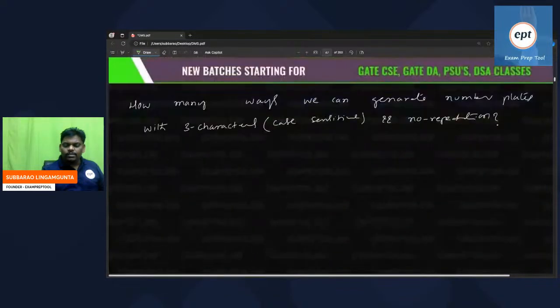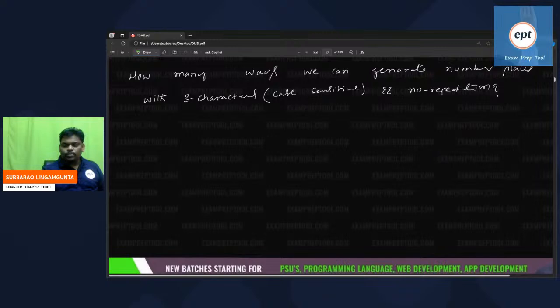Fine. Now let's move to the next problem. Can you try in the similar way? What is the answer of this problem? Can everyone try this? How many ways can we generate number plates with 3 characters, case sensitive, and no repetition? What is the answer?